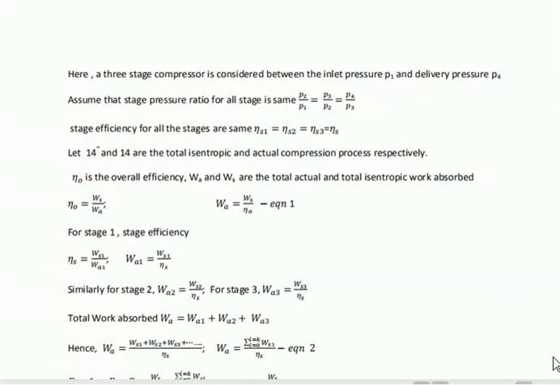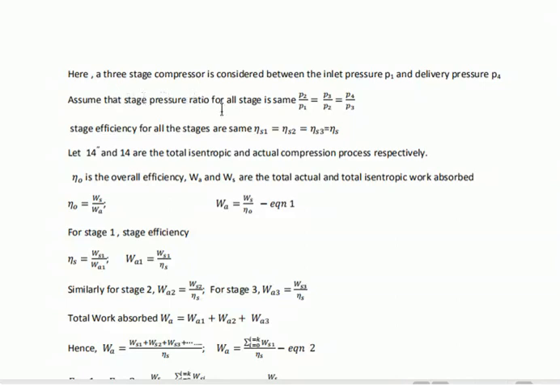Here again a three-stage compressor is considered between the inlet pressure P1 and delivery pressure P4. We already discussed it. So that inlet pressure is P1 and delivery pressure is P4, and in between these two pressures we have P2 and P3.